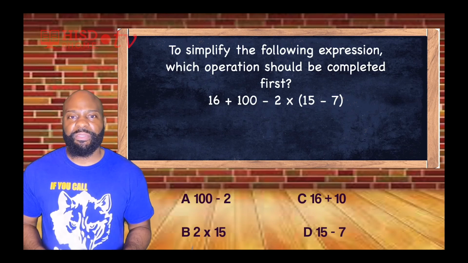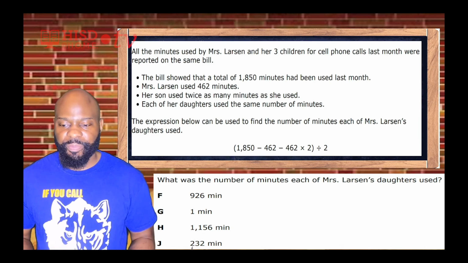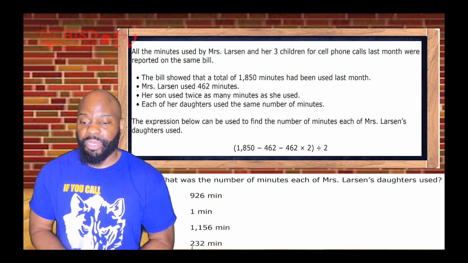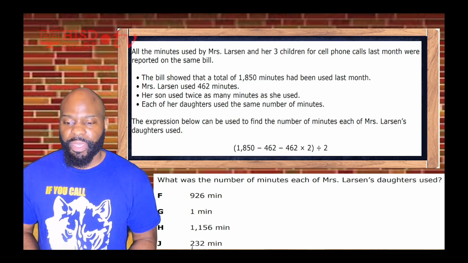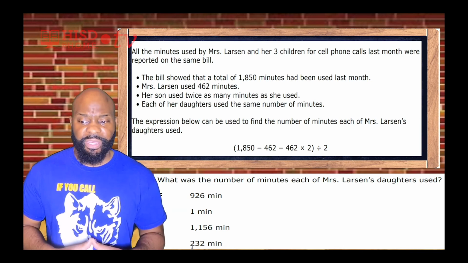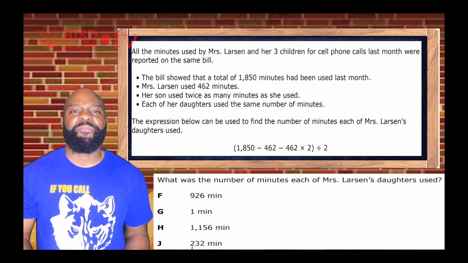All the minutes used by Miss Larson and her 3 children for cell phone calls last month were reported on the same bill. The bill showed that a total of 1,850 minutes has been used last month. Ms. Larson used 462 minutes. Her son used twice as many minutes as she used. And each of her daughters used the same number of minutes. The expression below can be used to find the number of minutes each of Ms. Larson's daughters used. What was the number of minutes each of Ms. Larson's daughters used? I'm going to give you guys about a minute to see if you can solve.